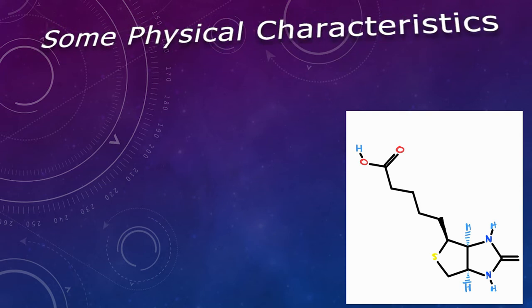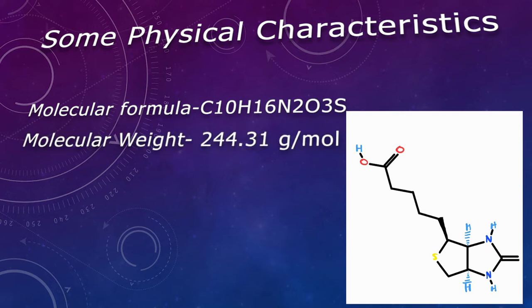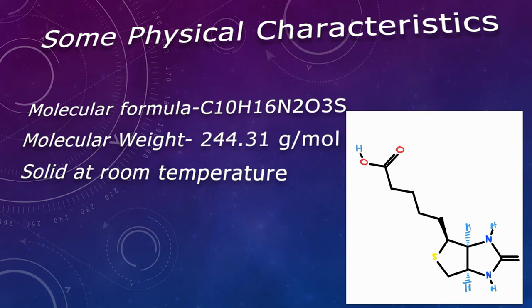Biotin has a molecular formula of C10H16N2O3S. It has a molecular weight of 244.31 grams per mole. In regards to its physical characteristics, it is a solid at room temperature. Its color and form is usually colorless and crystalline.